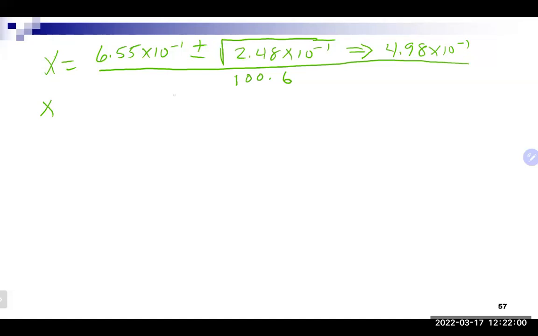In this case, we will get our two x values, doing the plus first, I believe. So doing the plus first will get us an x value of 1.15 times 10 to the minus 2. Doing the minus, so 6.55 times 10 to the minus 1 minus 4.98 times 10 to the minus 1 divided by 100.6 yields us a 1.56 times 10 to the minus 3. In this particular case, we yielded two positive values, which obviously could happen. One of them should not make sense.